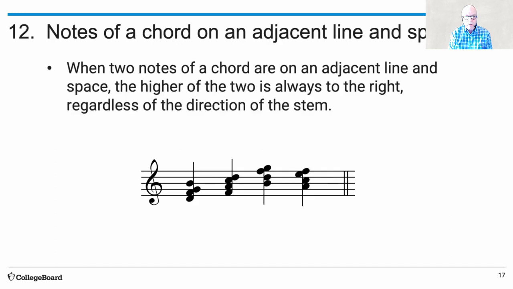Number 12, notes of a chord on an adjacent line and space. When two notes of a chord are on an adjacent line and space, the higher of the two is always to the right, regardless of the direction of the stem. So you can see the higher of the notes that are the second, the space to the line to the space, those are to the right.